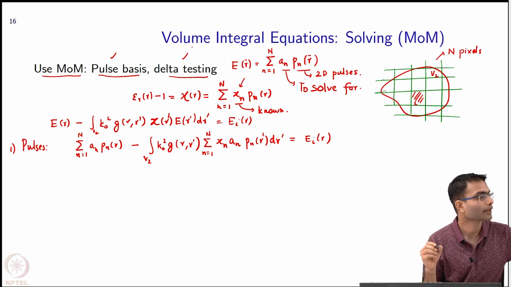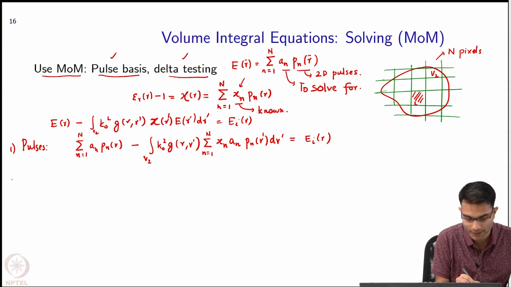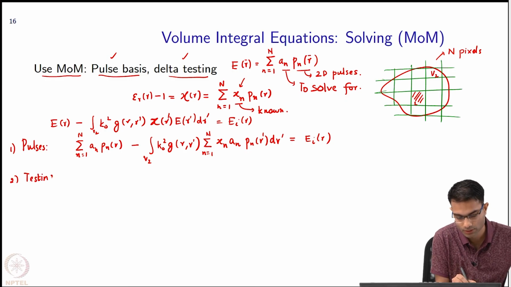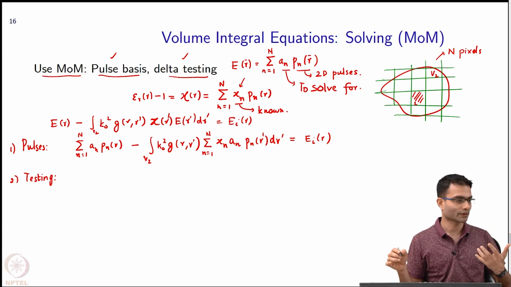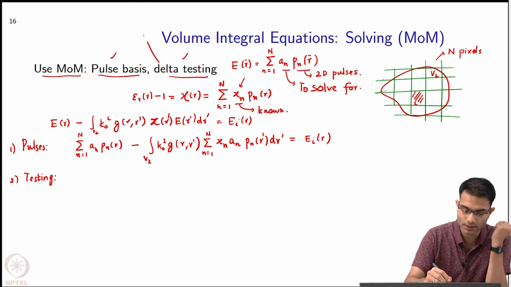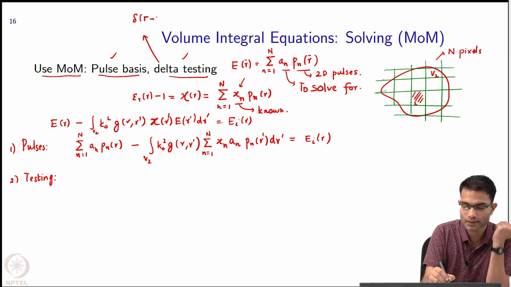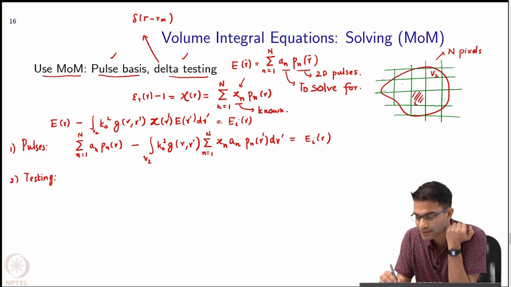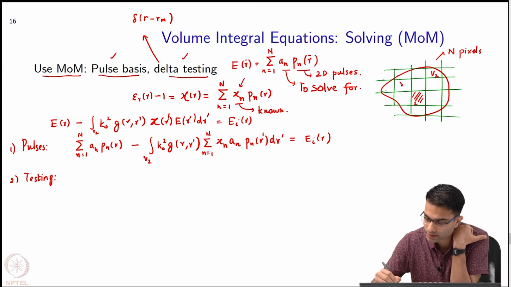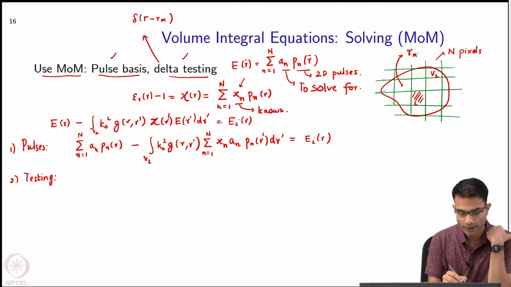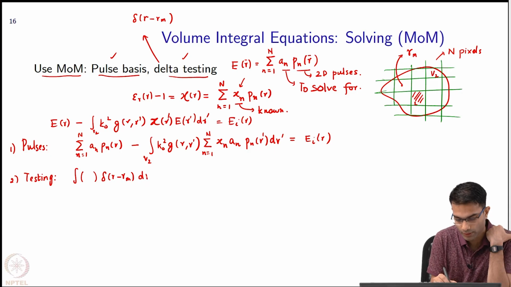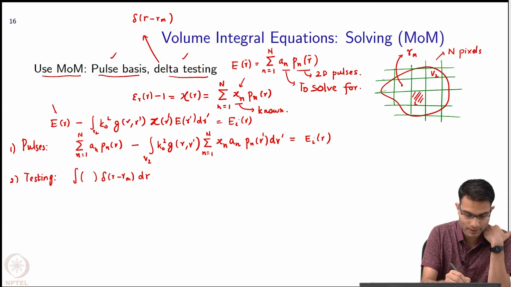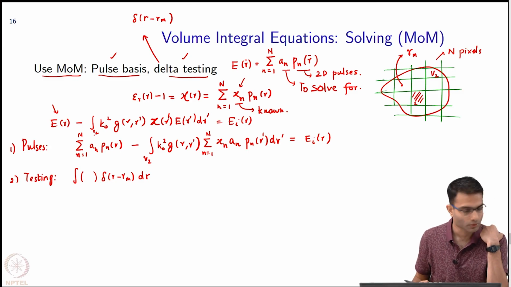The next part is delta testing. When I say testing, I am taking delta functions for the testing. So, what am I doing? I am taking the inner product of both sides with the testing function. The testing function is, in this case, delta of r minus r_m, let us say, where m is the center of one of these pulses. So, we can call this r_m. In testing, what will I do? I will take this left hand side and multiply it by delta of r minus r_m and integrate over dr. So, the question is this E(r) over here, is it E(r) or E(r')? Is that your question? It is going to be E(r).